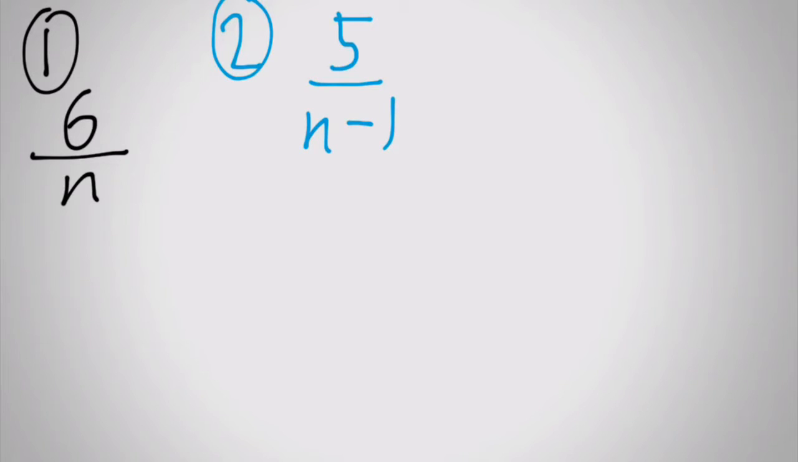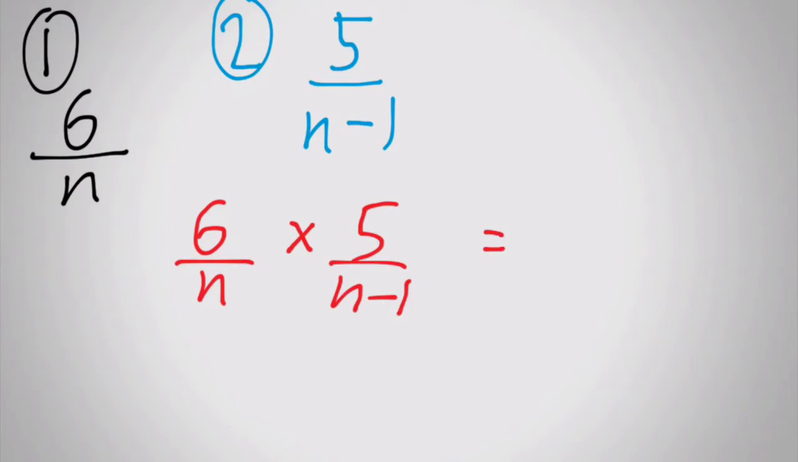So that means that the probability of the first sweet being orange is 6 over n, and the probability of the second sweet being orange is 5 over n minus 1. Now, when we have 2 probabilities and we want to work out the shared probability of them both occurring, we have to multiply our 2 fractions together. So, to do that, we're going to multiply the numerator, 6 multiplied by 5, giving us 30, and we multiply the denominator, n multiplied by n minus 1.